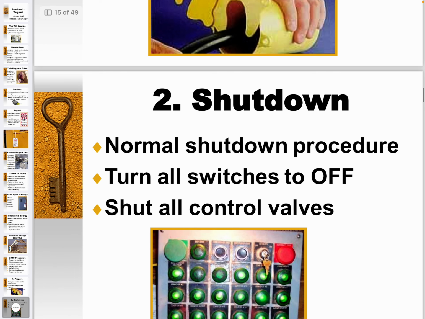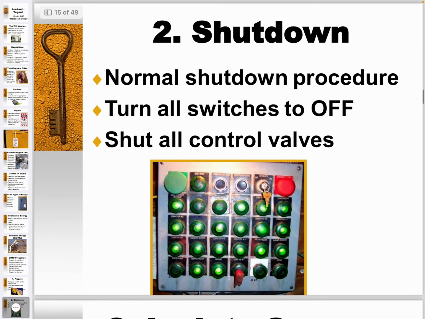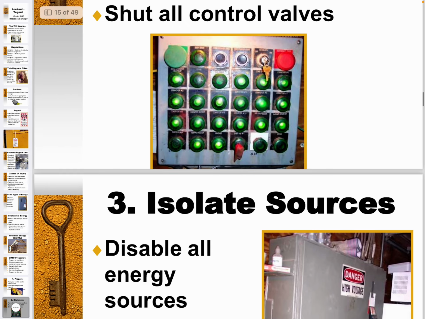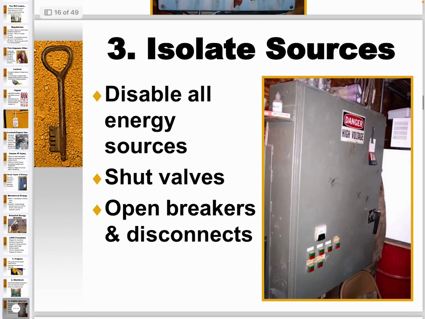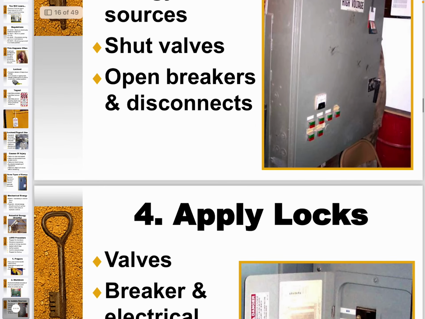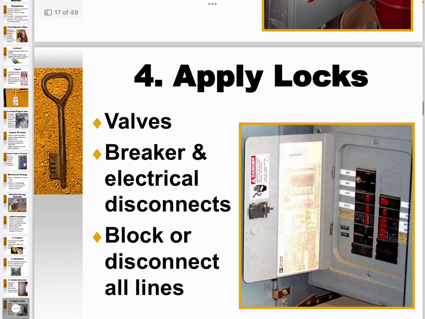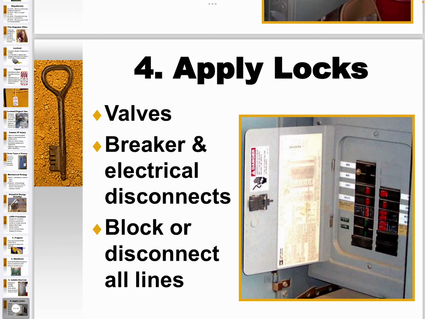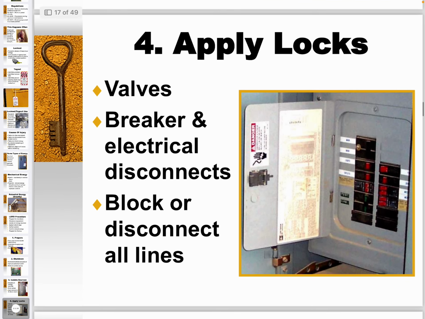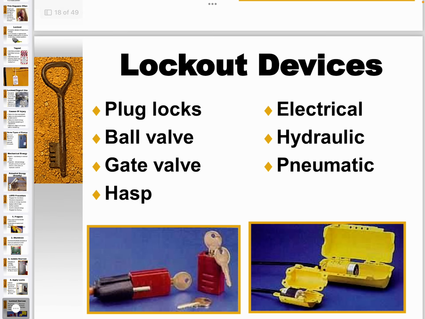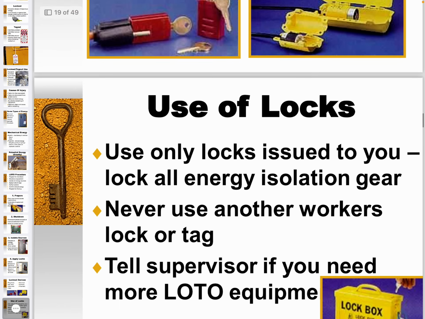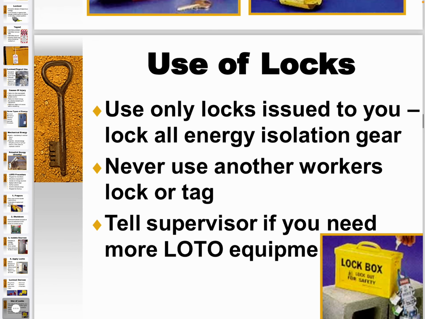Shutdown. Normally, shutdown procedures: turn off or switch off, shut all control valves. Isolate the source, disable all energy sources, shut valves, open breakers, disconnect. Apply the lock, all breakers, electricity disconnected, all lines disconnected. Tag out devices: plug, lock, ball valve, gate valve, electrical, hydraulic, pneumatic. Use for locks.